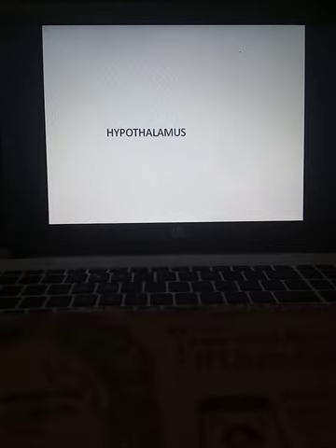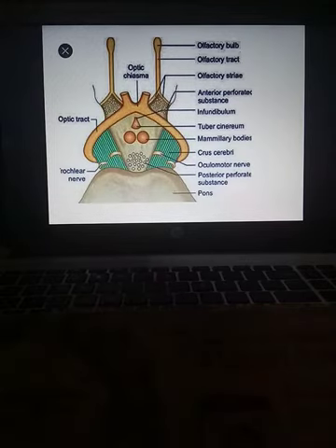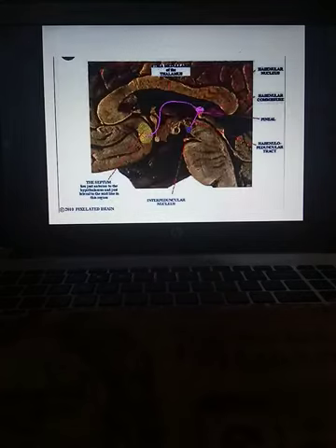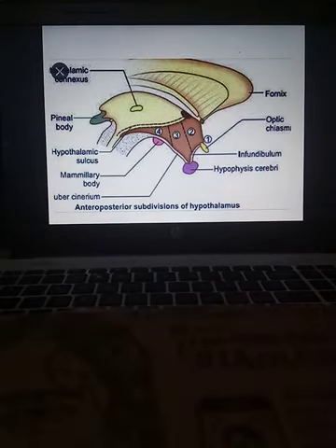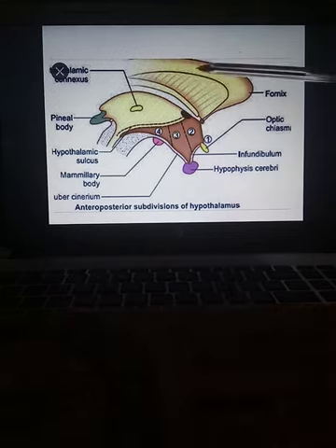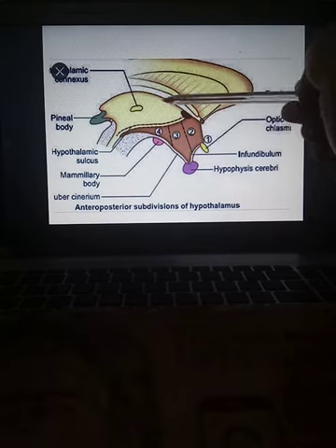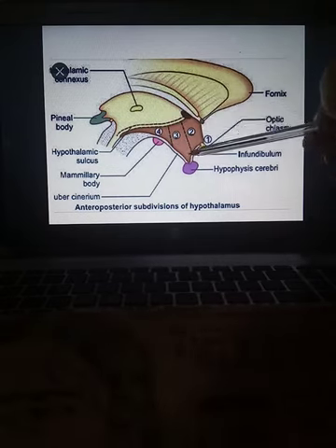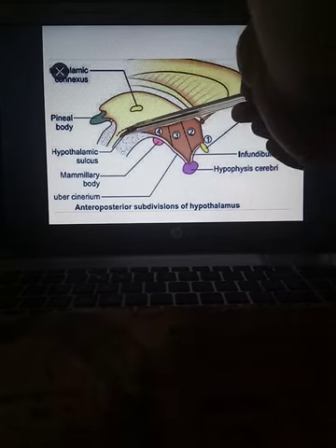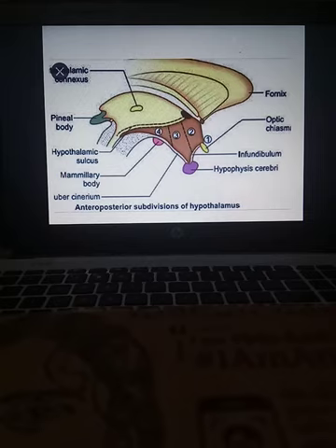As its name itself suggests, it lies below the thalamus. If you can see in the picture, this is your thalamus and this is your hypothalamus. It lies below the thalamus, being separated from the thalamus by means of this sulcus. This sulcus is called the hypothalamic sulcus.